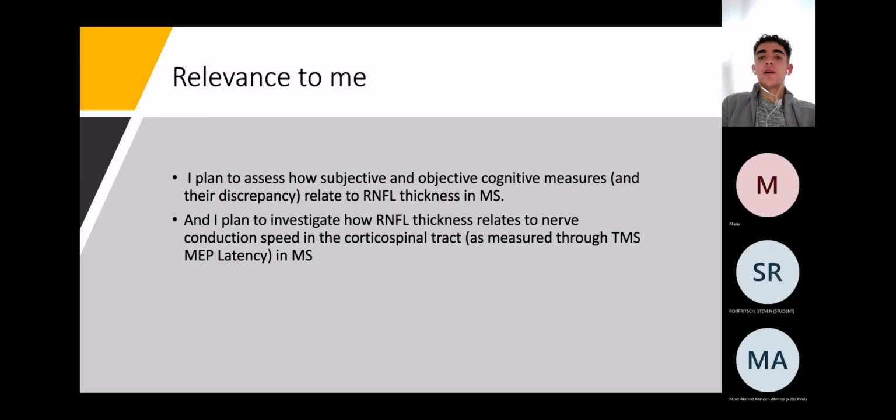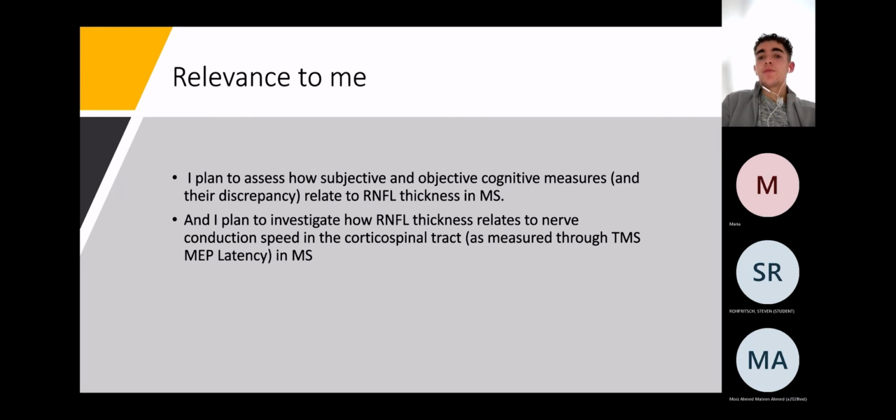Personally, I hope to use OCT metrics to assess how subjective and objective cognitive measures and their discrepancies relate to RNFL thickness in MS, and possibly something called OCTA, which is angiography, and it measures blood flow within the eye, possibly as a proxy of overall brain blood flow. And I plan to investigate how RNFL thickness relates to nerve conduction speed in the corticospinal tract, as measured through transcranial magnetic stimulation, motor evoked potential latencies in MS.